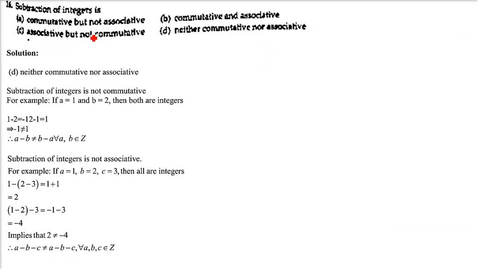Subtraction of integers. We have already done a similar question, that is, if you see question number 12, part D. There we did subtraction as a binary operation on natural numbers. But here the question is asking about integers, not natural numbers. If you are preparing for engineering and competitive exams, then integers and natural numbers play a vital role in the formulation of questions.